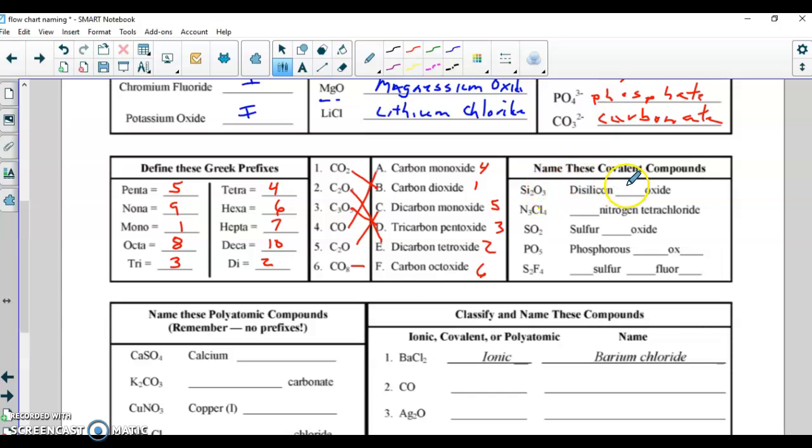All right, so jump in here. This has 3 oxygens, so that is tri. This has 3 nitrogens, so that is trinitrogen tetrachloride. This is sulfur, 2 of them, so sulfur dioxide. That's the stuff that makes acid rain. Phosphorus pentaoxide, and this is disulfur tetrafluoride.